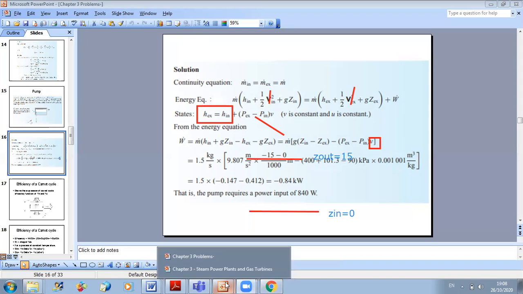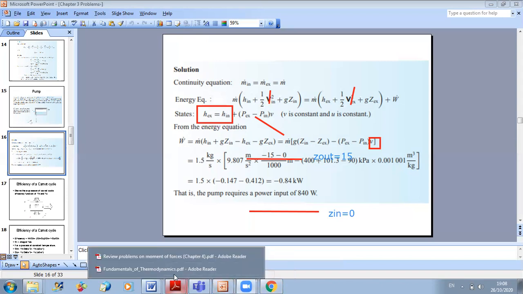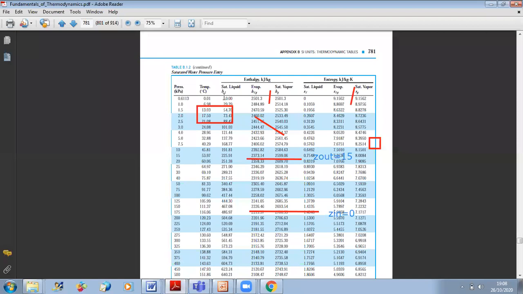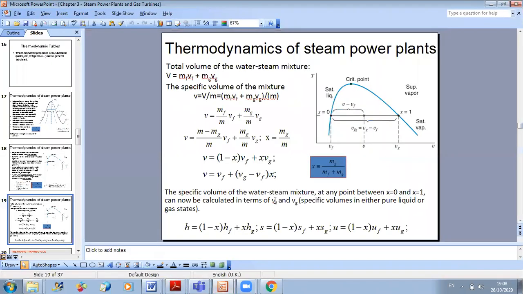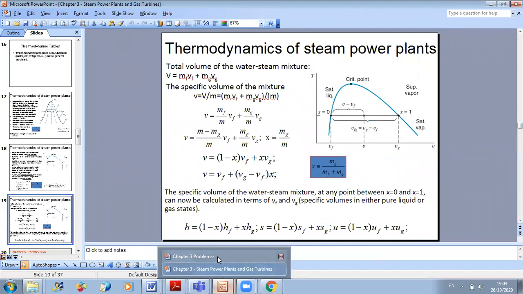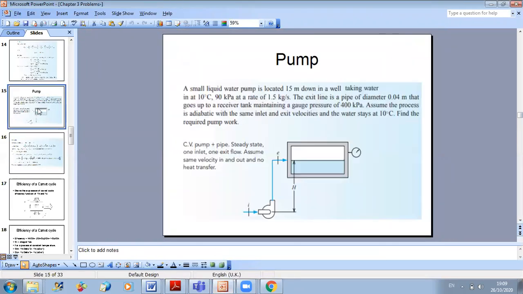Let us try it. These are the fundamental tables. If I go to the pressure, it is in kilopascal. The pressure is varying. Initially it is 90 kilopascal, and after it is 400 kilopascal.